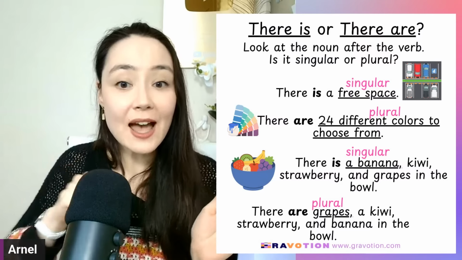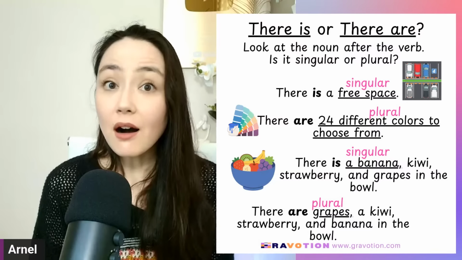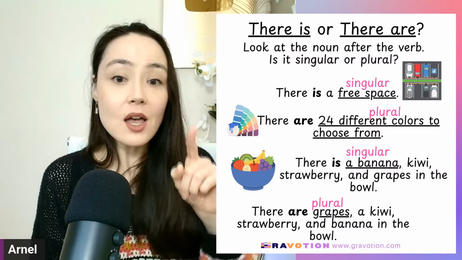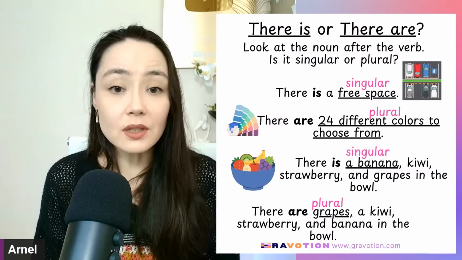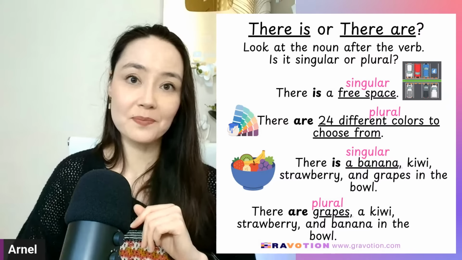We look at the noun after the verb. There are. Why do we use are? Because 24 different colors to choose from is plural. There are 24 different colors to choose from.